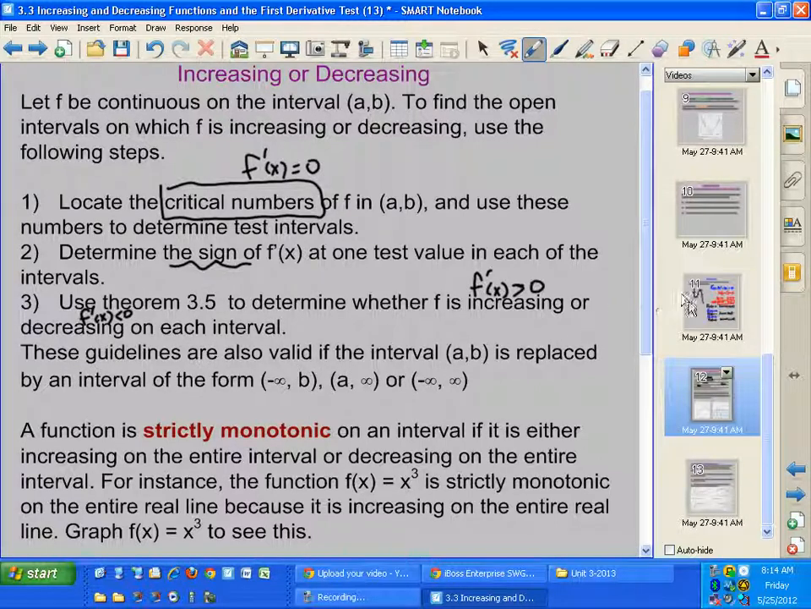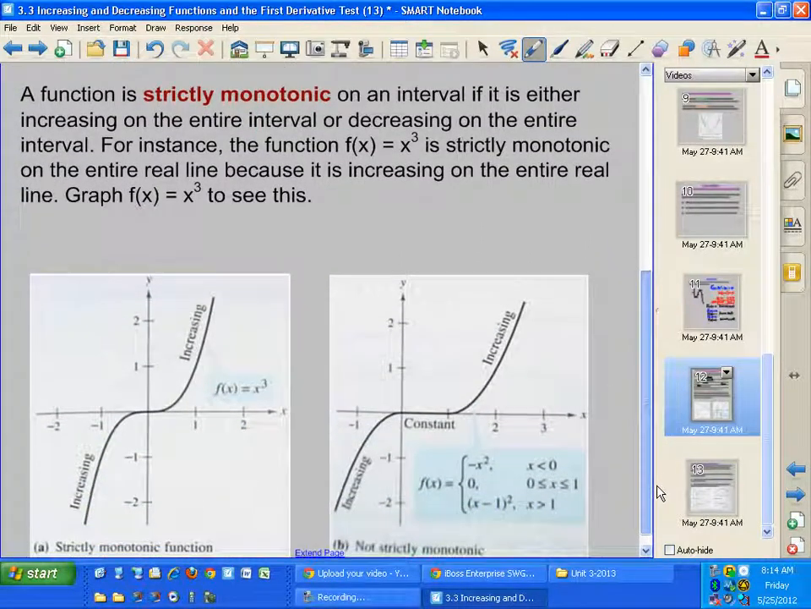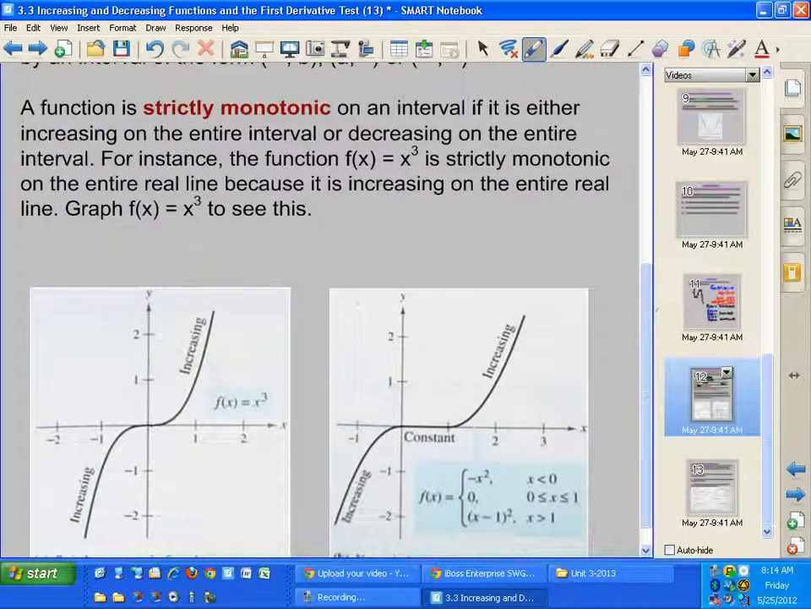Now the only trick to this is that occasionally we may have a critical number, say like at this one at 0, or somewhere over here, where it's always increasing. So you may get a positive here, a 0 for the slope at this point, and then a positive here. And what we call these are strictly monotonic or monotonic functions. They can always be increasing or always decreasing. And so you've got to be careful.